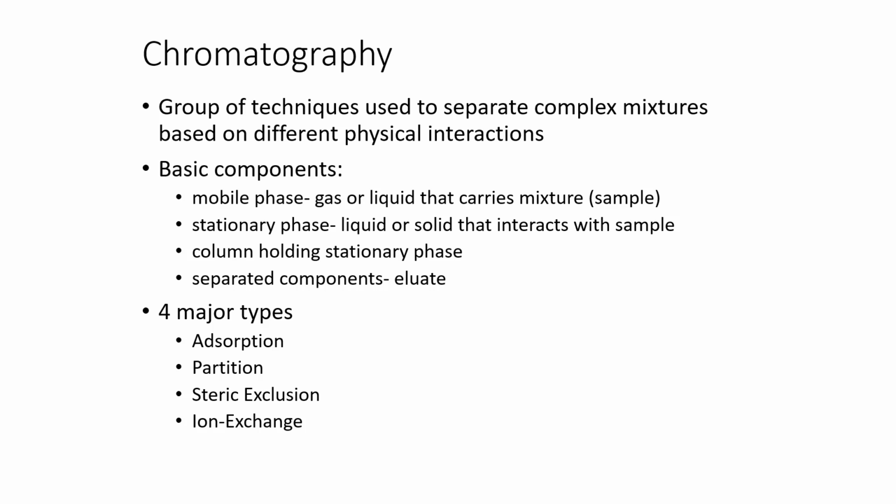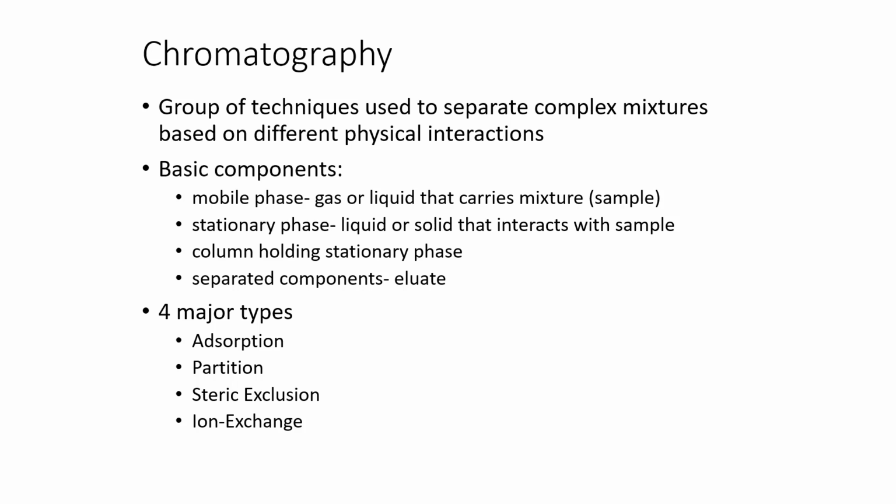The basic components of chromatography include a mobile phase, which is a gas or liquid that carries the mixture or the sample. The stationary phase, which is a liquid or solid that interacts with the sample. A column holding the stationary phase. And then the separated components, or the eluate.